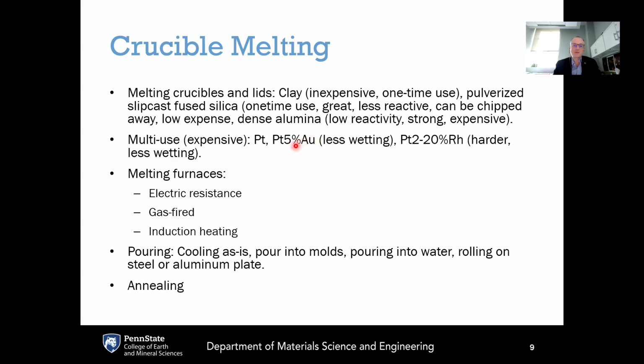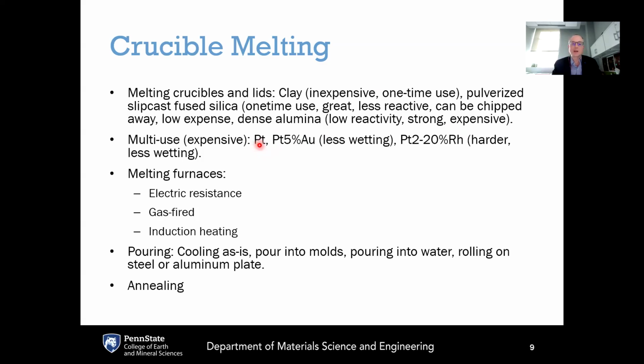Platinum is, of course, very expensive as a precious metal. The nice thing about platinum is that it can withstand very high temperatures, over 1700 degrees C. It is non-reactive with most glass compositions, and you can clean it by using an acid bath, such as hydrofluoric acid. And so you can reuse platinum crucibles.